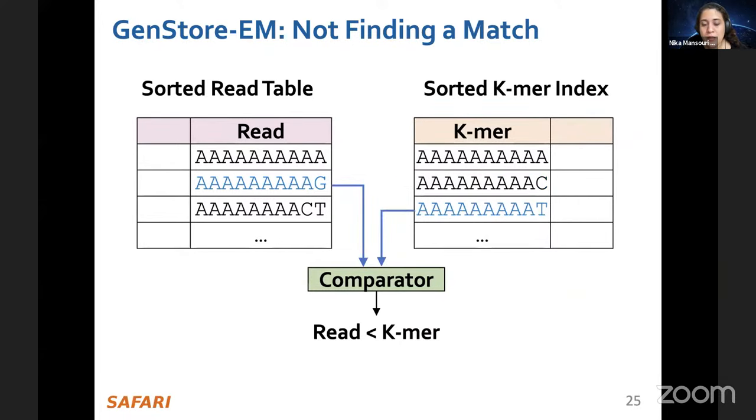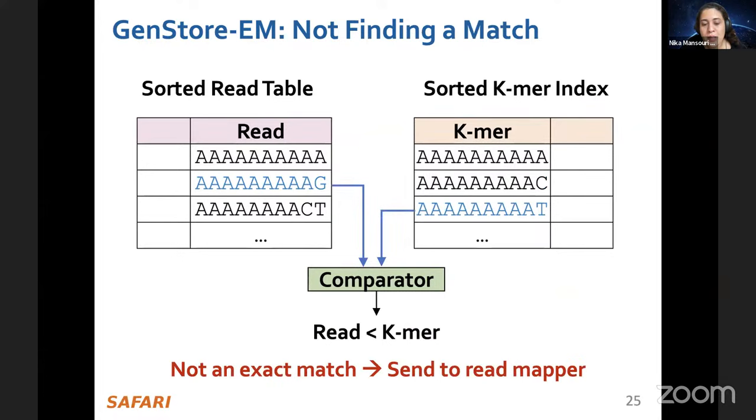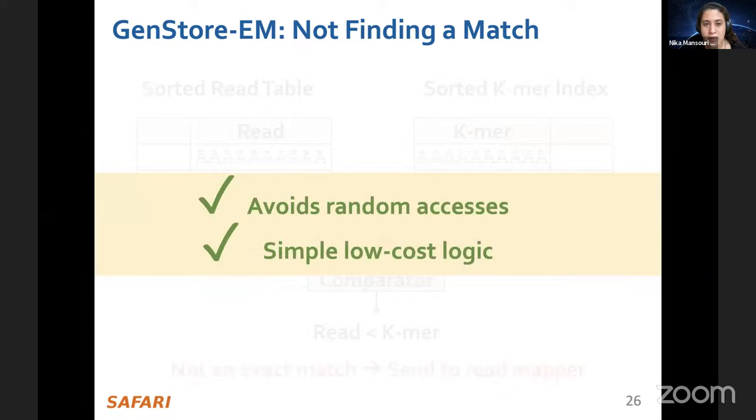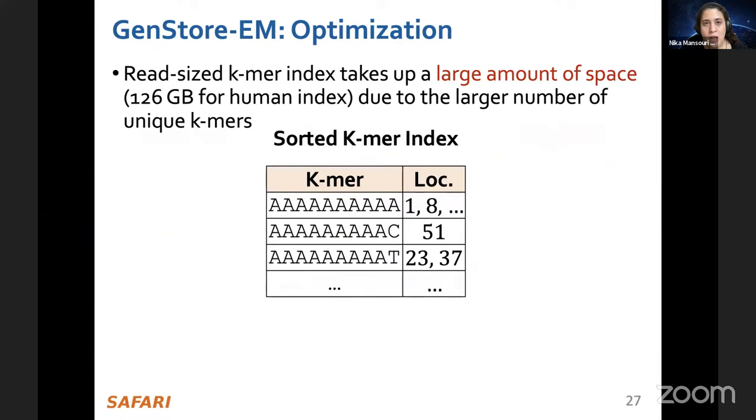And finally, if the read is smaller than the k-mer, we can detect that the read would match no k-mer in the reference. So then it needs to go to read mapping, to go through the expensive computation, such as the alignment step that we discussed. And then we go to the next element in the sorted read table. So these operations avoid random accesses, and we can perform all of these with simple low-cost logic.